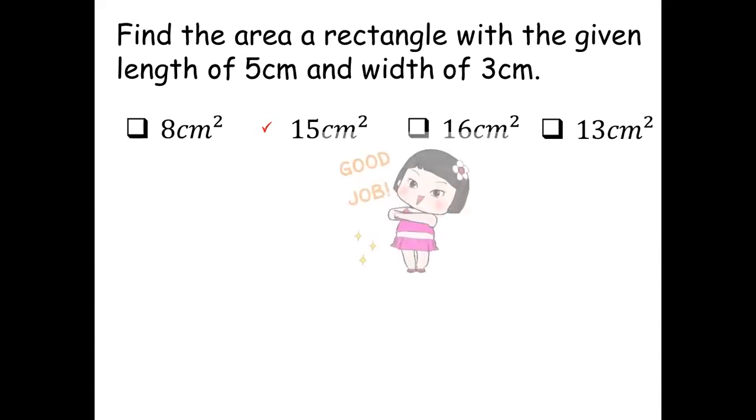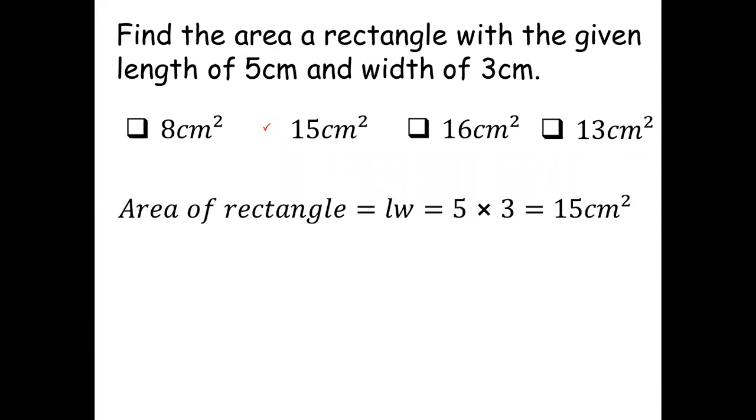Well, if you got that, that's a good job. Let's quickly review the formula for area of a rectangle. The formula for area of a rectangle is LW, which means length multiplied by the width. According to the question, 5 is the length and 3 is the width, so 5 multiplied by 3 is 15.